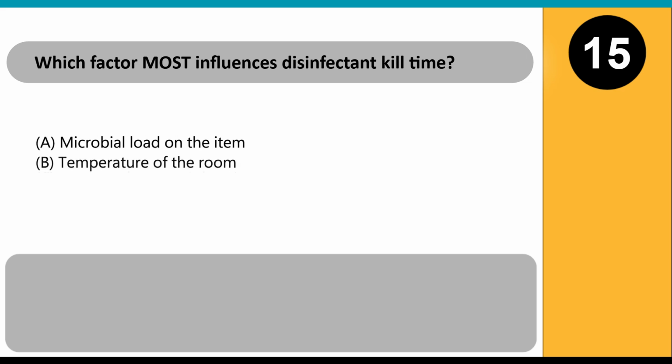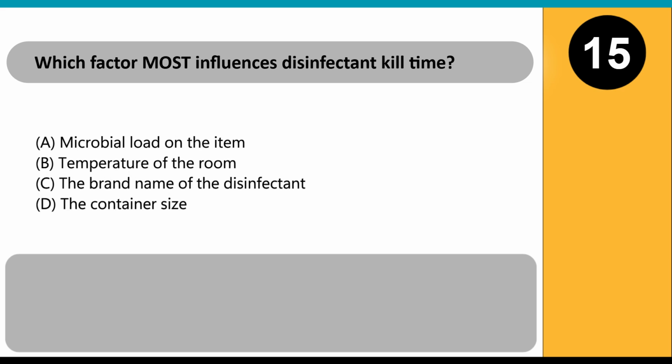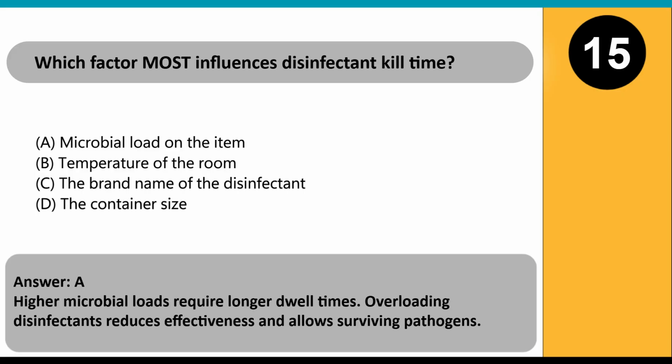Which factor most influences disinfectant kill time? A. Microbial load on the item. B. Temperature of the room. C. The brand name of the disinfectant. D. The container size. Answer: A. Higher microbial loads require longer dwell times. Overloading disinfectants reduces effectiveness and allows surviving pathogens.